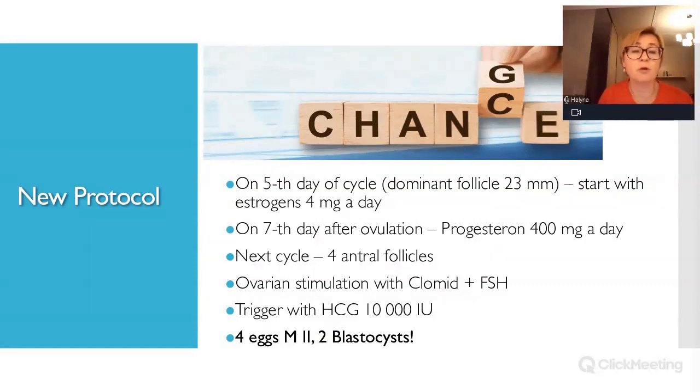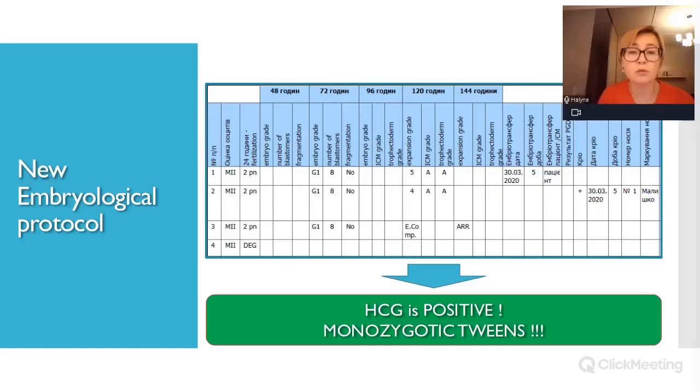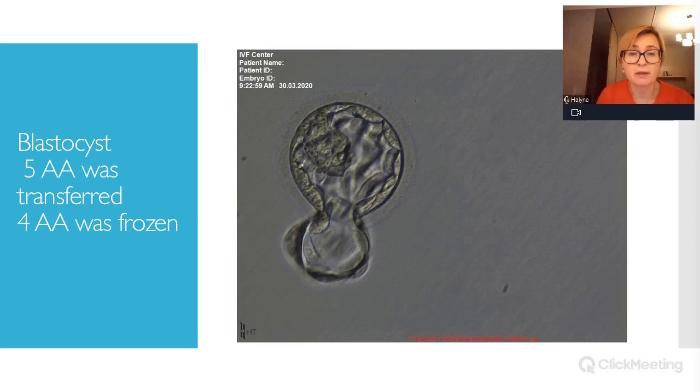We received 4 mature oocytes and 2 blastocysts. You can see the new protocol. The blastocysts were of very good quality, 5AA and 4AA. One of them we transferred to the patient, and one was frozen. And we received a positive result in this case.